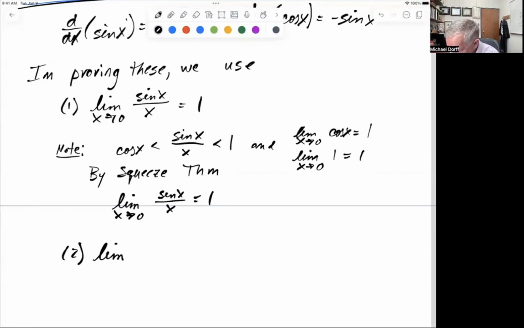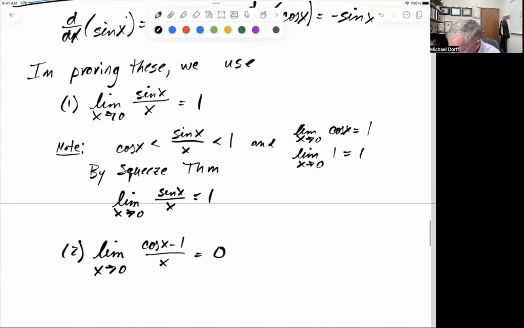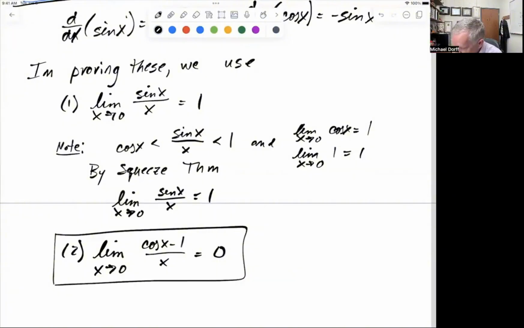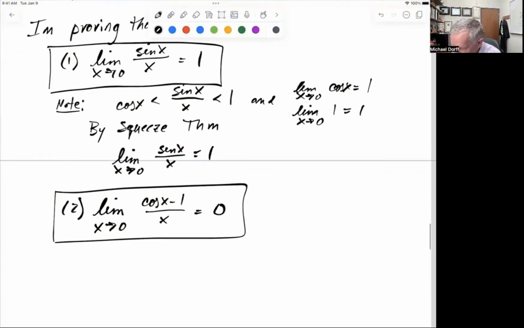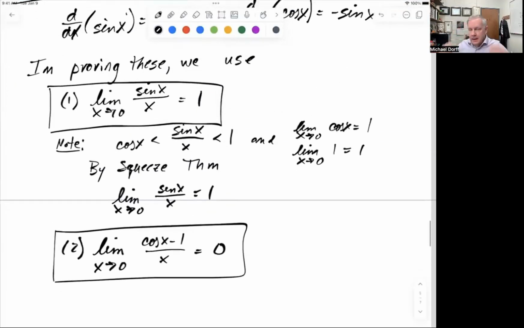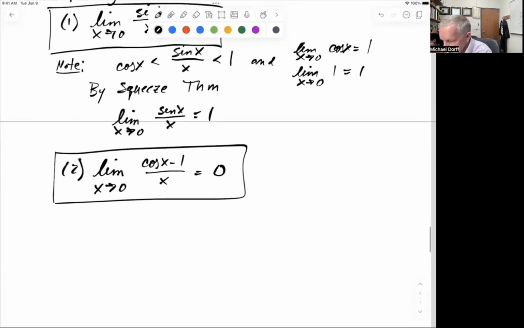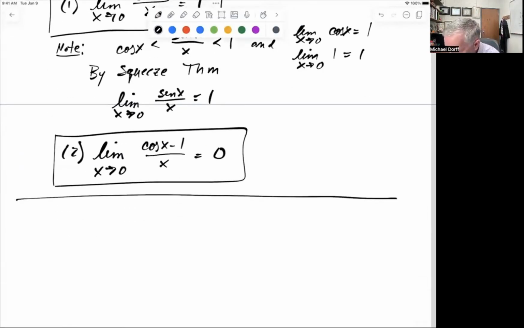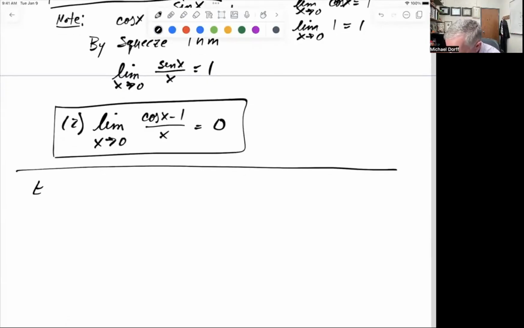This one is the limit as x goes to 0 of cosine x minus 1 over x, which is going to equal 0. In the notes, I show you how you can prove that one. I'm not going to do that right now. Instead, I'm just going to go over some examples of how these limit properties are used in some of the homework so that you'll be able to do those. Okay, examples of using these limit laws.